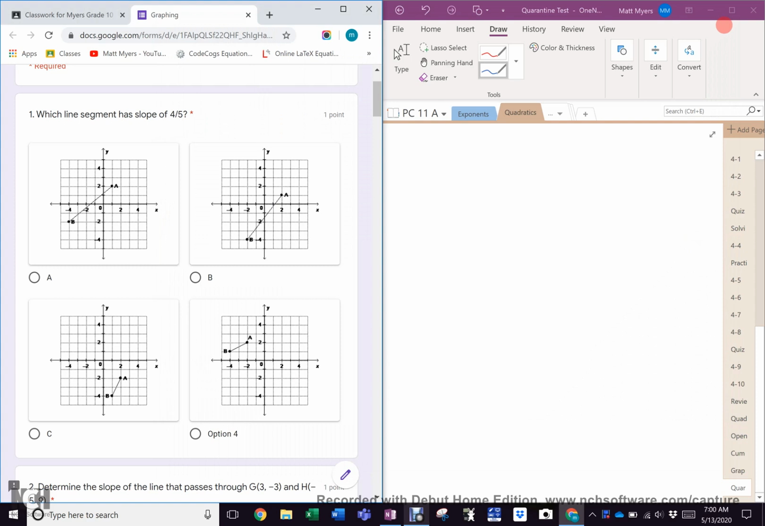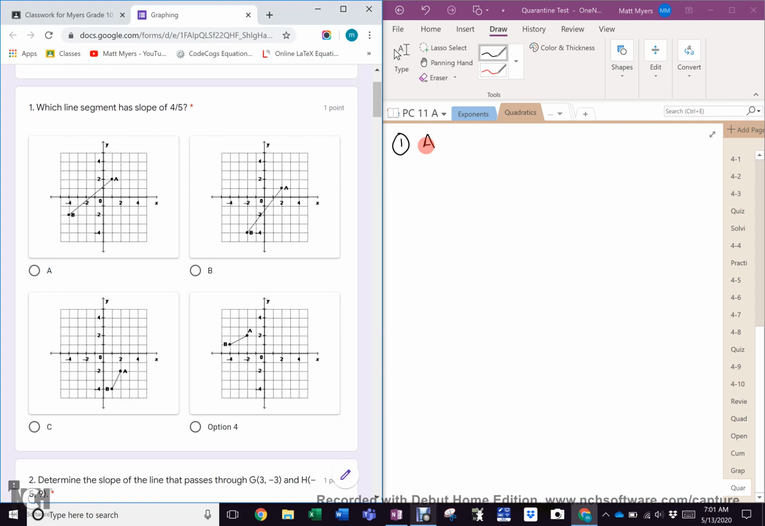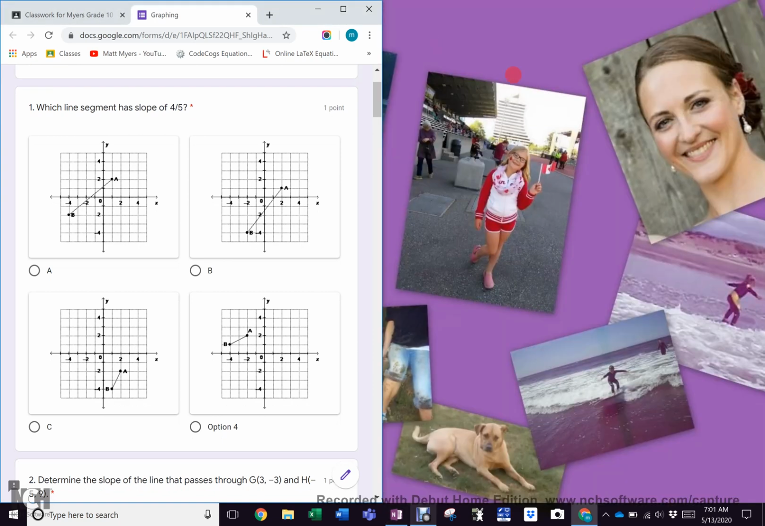Alright, so as you can see, I've got the question on the left. I've got some blank space on the right, so I'm going to just work through it that way. Number 1 is A. You just had to count up 1, 2, 3, 4, 1, 2, 3, 4 over 5.